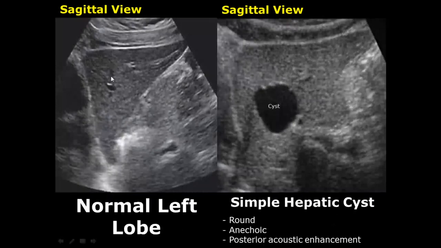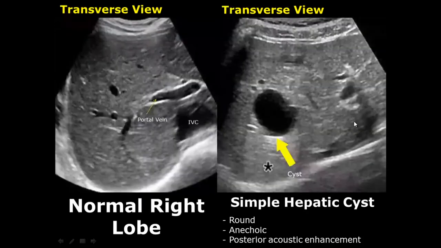A simple hepatic cyst will be round, anechoic, and have posterior acoustic enhancement. This cyst is present in the left lobe and this is a sagittal view. Here is a transverse view of a simple hepatic cyst in the right lobe of the liver.